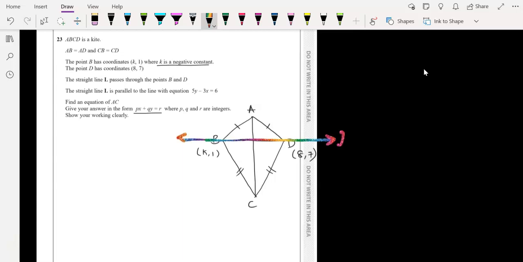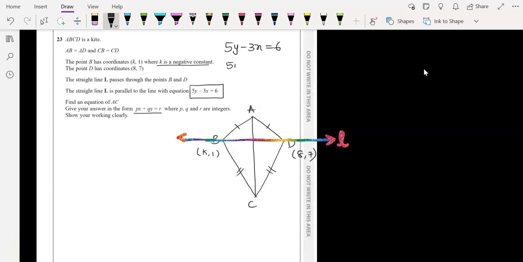Okay, this line is line L. The straight line L is parallel to the line with equation 5y minus 3x equal to 6. Now, for this line, let's work out the slope first. So 5y minus 3x equal to 6.